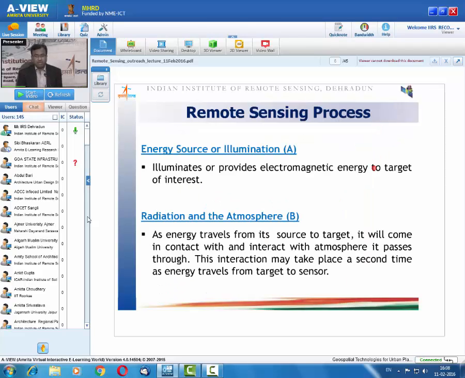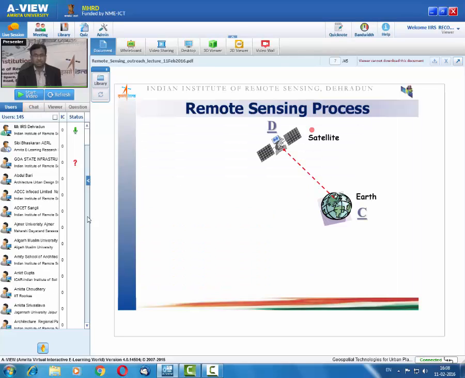Now, as seen in the previous slide, we require some kind of energy source or illumination that can illuminate the target of interest. When the energy moves from the source to the Earth's surface, it passes through the atmosphere, so it will come in contact with the atmosphere. The transmitted, reflected, emitted or backscattered energy, after interaction with the Earth's surface material, goes from the target back to the sensor. During this process, some kind of atmosphere and energy interaction takes place.